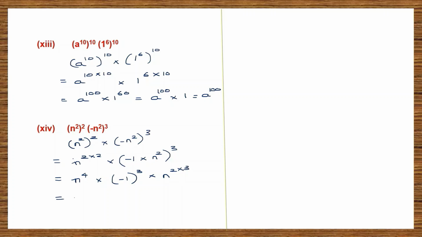So this is n to the power of 4 into, now minus 1, when it is raised to a power which is an odd number, it becomes minus 1 itself. And here n to the power of 2 into 3, 2 3s are 6. Now let's multiply the n's. So this is n to the power of 4 plus 6 when you multiply into minus 1. So this is n to the power of 10 into minus 1, which is minus n to the power of 10.